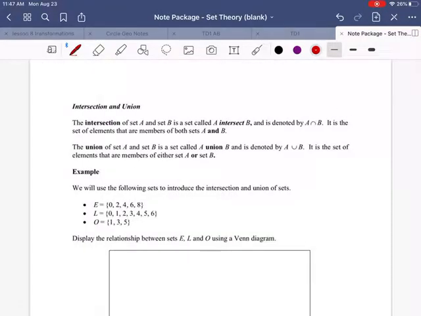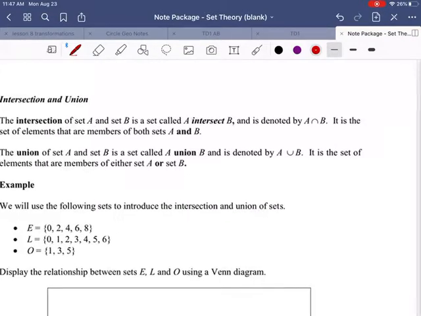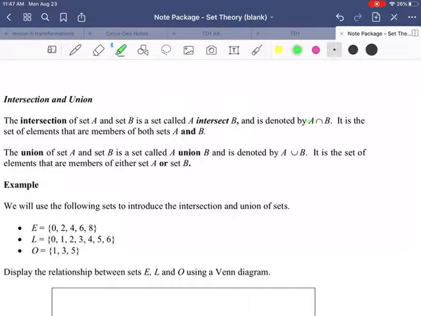The intersection of sets A and B is called A intersect B and is denoted by this symbol. It's a set of elements that are members of both sets. The union of sets A and B is called A union B, and it's denoted by this symbol. It's a set of elements that are members of either of them.